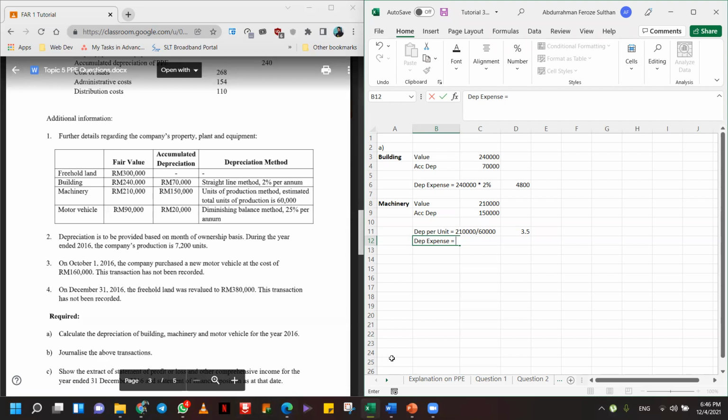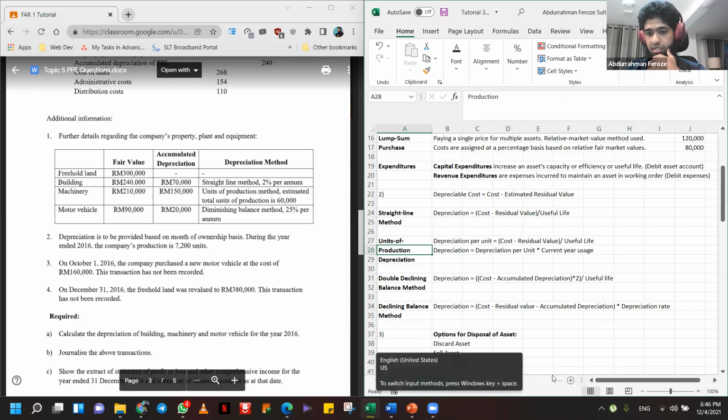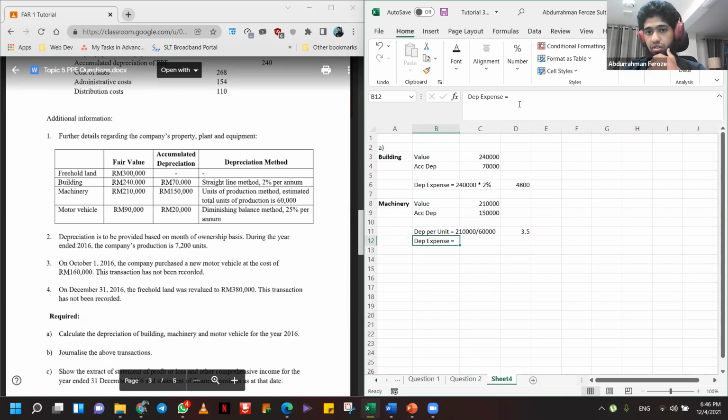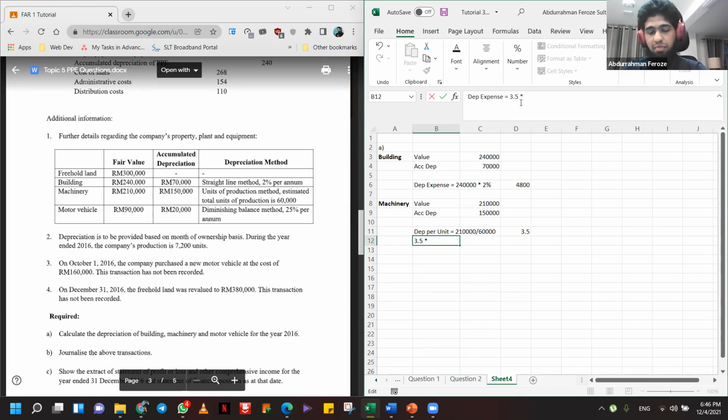Okay, the formula is depreciation per unit into current year usage, right? So what is the depreciation per unit? 3.5. And what's the current year usage? 7,200. Is it correct? Yeah, 7,200.